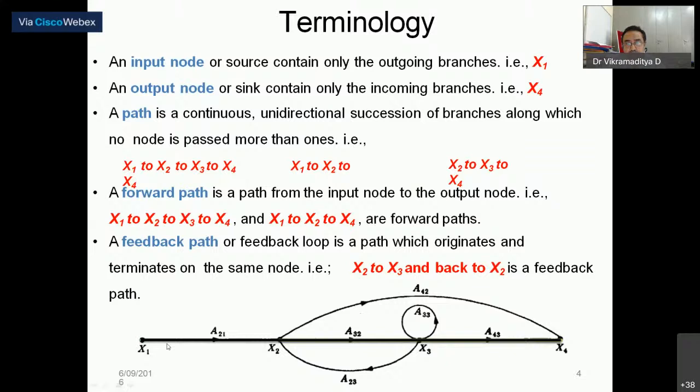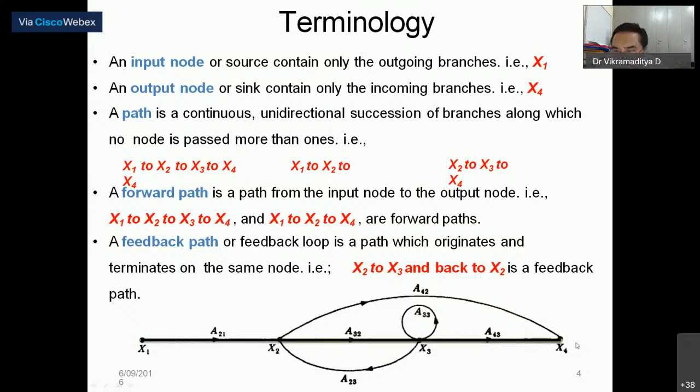Next is from x1 to x2, and then I am moving like this to x4. This is another path. Again, no node is traced twice. Continuation is there, unidirectional succession of branches is there, and no node is traced twice. So it is also one path, from input to output. Another path: you are moving from x2, then x3, then x4.